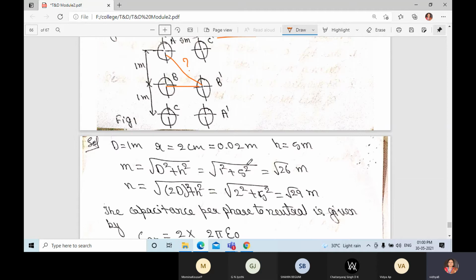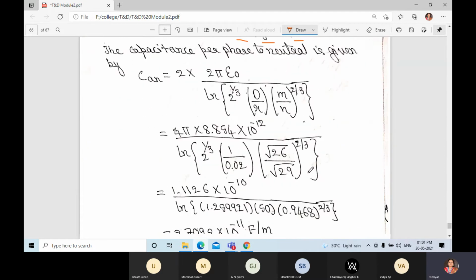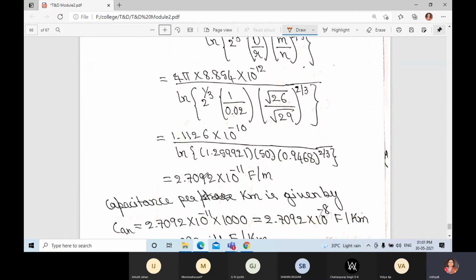From here to here the distance is 2. So the square root of 2 squared plus 5 squared is square root of 29 meter. This is nothing but Dm. The C_AN value is 2 times 2 pi epsilon naught divided by ln of (1/3 D by R) raised to the power 2 by 3. We know all the values. Substitute, and you will get 2.7092 into 10 to the power of minus 11 farad per meter.